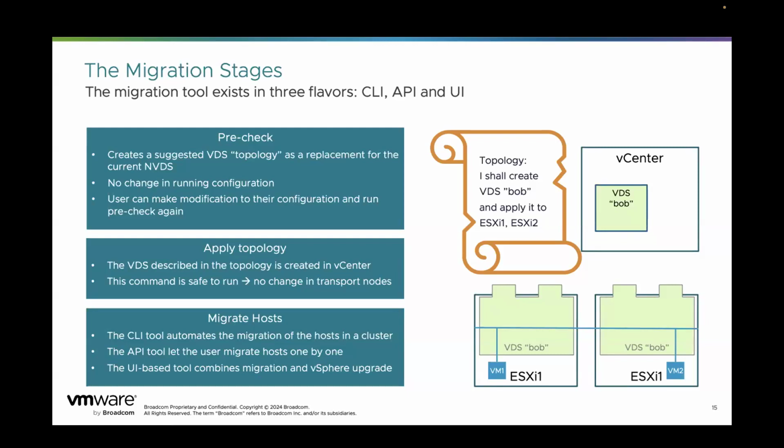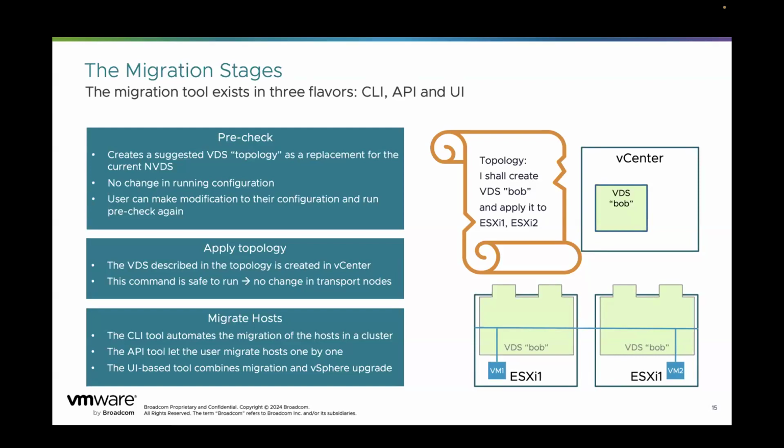So this tool is going to sequentially put your host in maintenance mode, assuming that there is a DRS available on your cluster. Wait until the virtual machines are evacuated and the host is in maintenance mode, do the migration, exit the maintenance mode, and take care of another ESXi host in sequence.